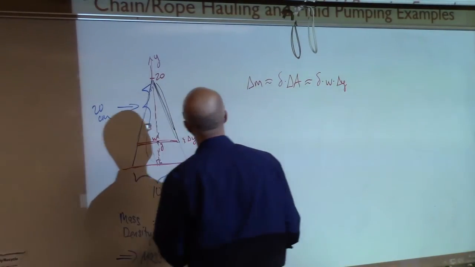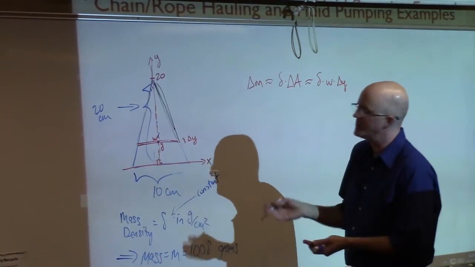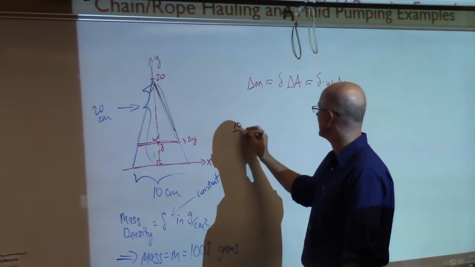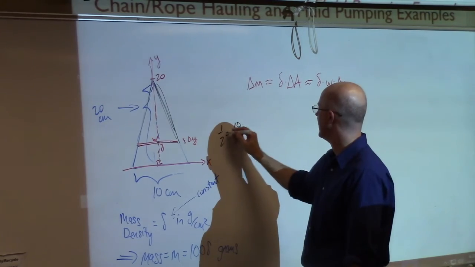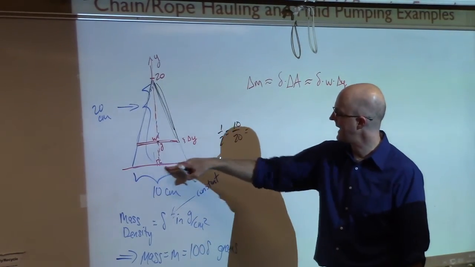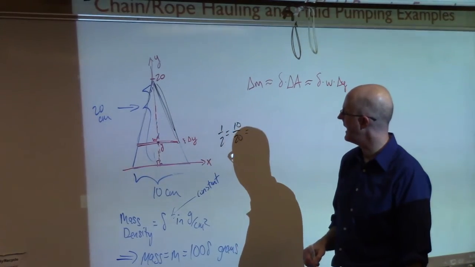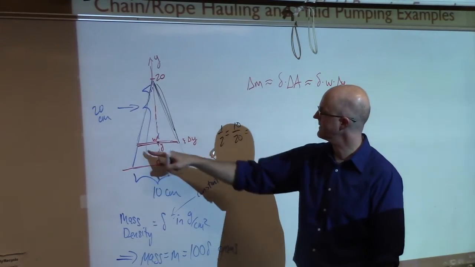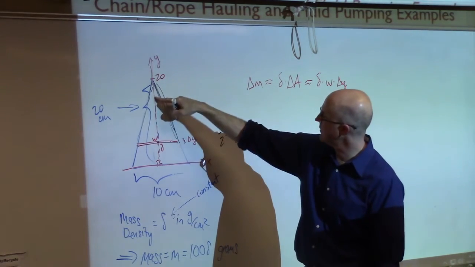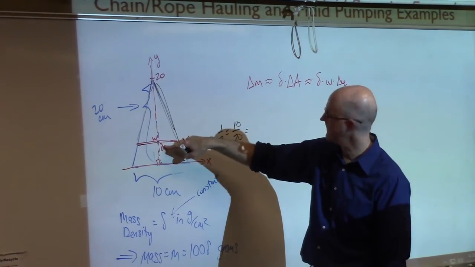Therefore, by facts about similar triangles, ratios of corresponding sides must be the same. That means, for example, 10 over 20, which of course is 1/2, the ratio of the length of this side, the base, to the altitude there, the height, for the big triangle is the same as w divided by the height of that triangle, which is going to be 20 minus y.